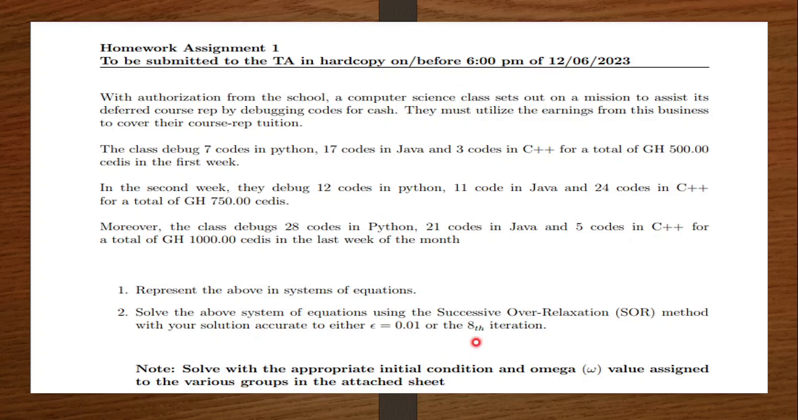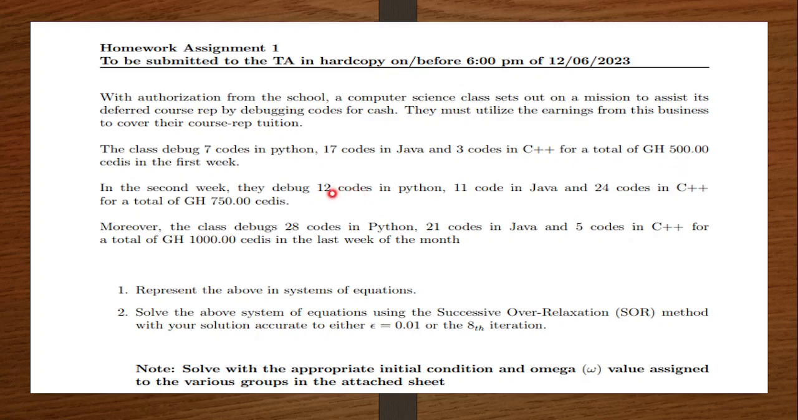Alright, so we know that the value for omega ranges from 0 to 2, meaning we can choose any value between 0 and 2, with 0 and 2 inclusive. So to represent our system of equations, we have 7 codes for our x, 17 codes, that's going to be our y, and 3 codes will be our z, equals 500.